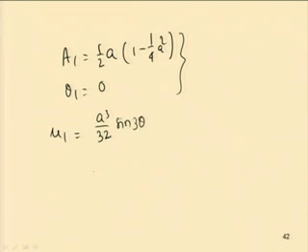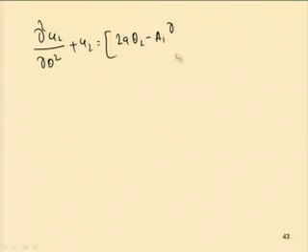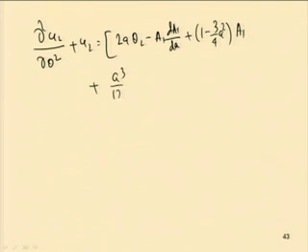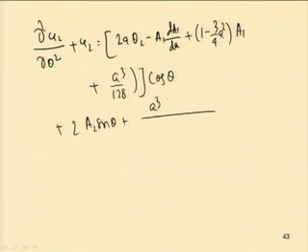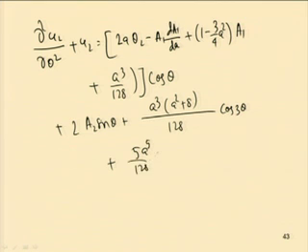Substituting this in the second equation, we can write del square u2 by del theta square plus u2 equal to 2 a theta 2 minus a1 into d a1 by d a plus 1 minus 3 by 4 a square into a1 plus a cube by 128, into cos theta, plus 2 a2 sin theta plus a cube into a square plus 8 by 128 cos 3 theta plus 5 a to the power 5 by 128 cos 5 theta.